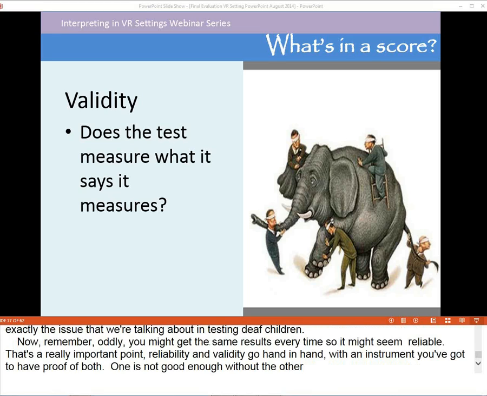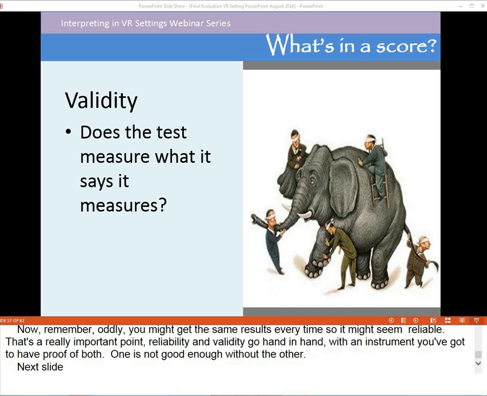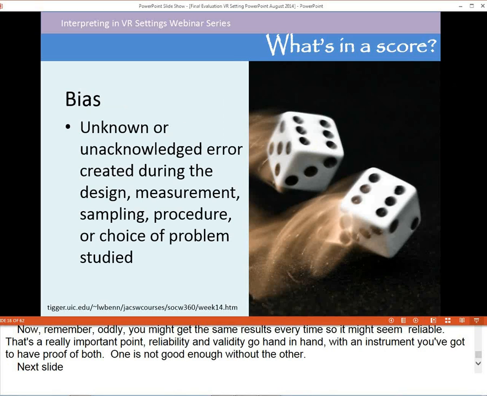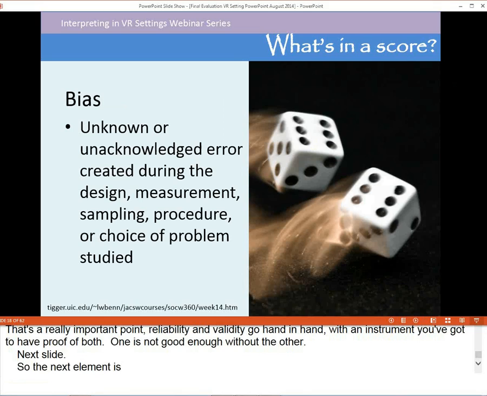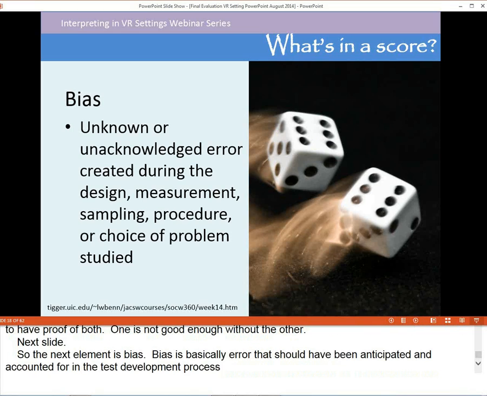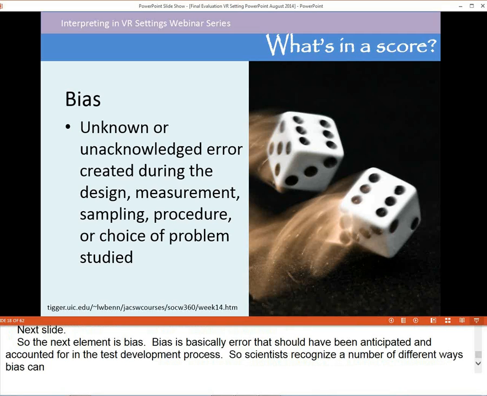Next slide. So the next element is bias. Bias is basically error that should have been anticipated and accounted for in the test development process. So scientists recognize a number of different ways bias can creep into assessment. And they may seem obvious, but bias shows up in a lot of research.